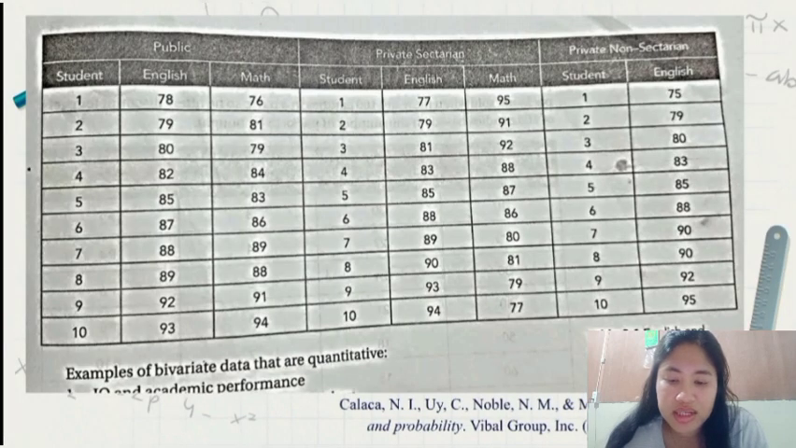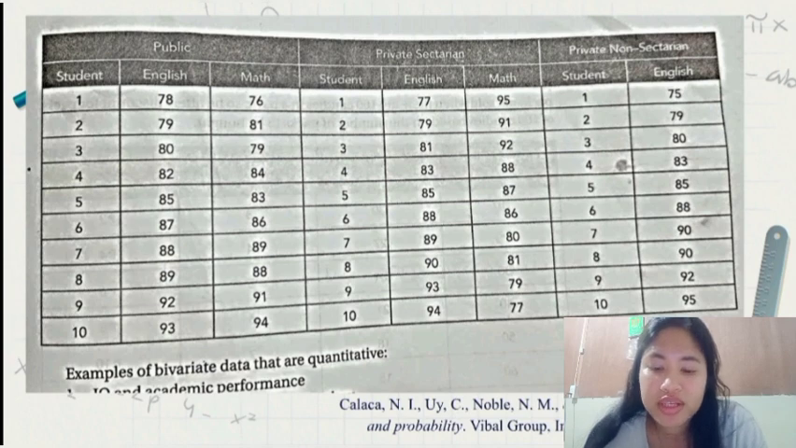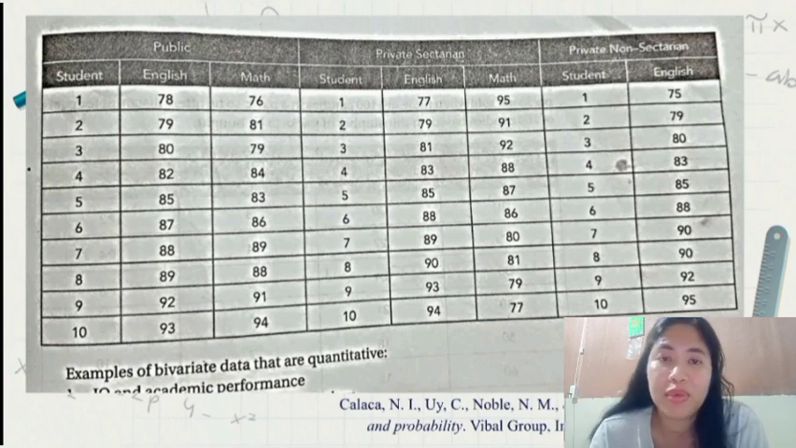So here is Table 8.1. This is the English and mathematics grades of students from different types of schools. This is an example of bivariate data that are quantitative.